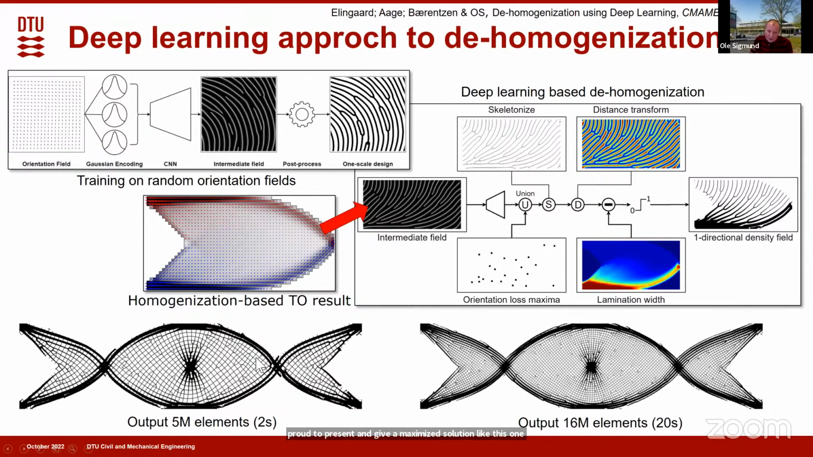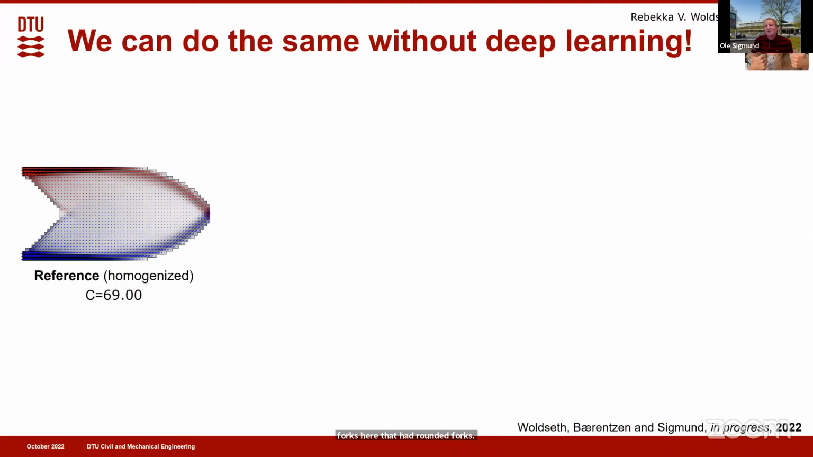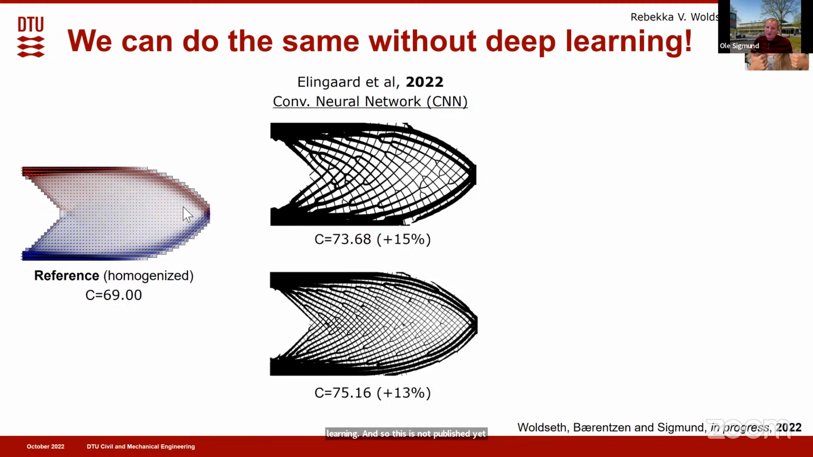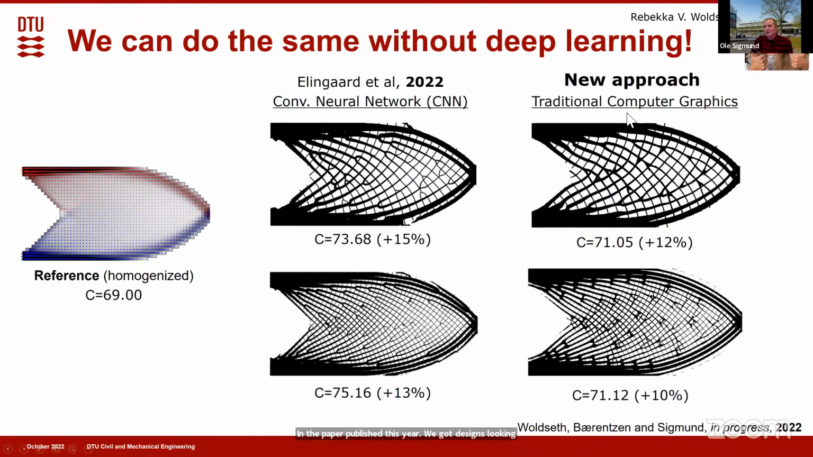Now, there were still some issues, partly with these forks here that had rounded forks. So again, our PhD student, Rebecca, looked into this and tried to improve on this. And in fact, she found that we can do the same or even better without deep learning. This is not published yet, I just want to flash two pictures. So these were the old results obtained by convolutional neural networks in the paper published this year. We got designs looking like this. With Rebecca's approach, which simply uses traditional computer graphics, she is actually able to produce better de-homogenized solutions.